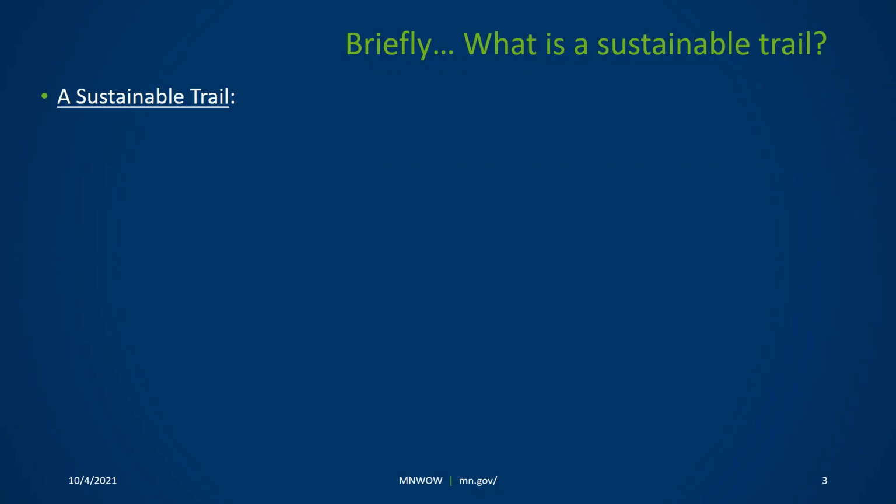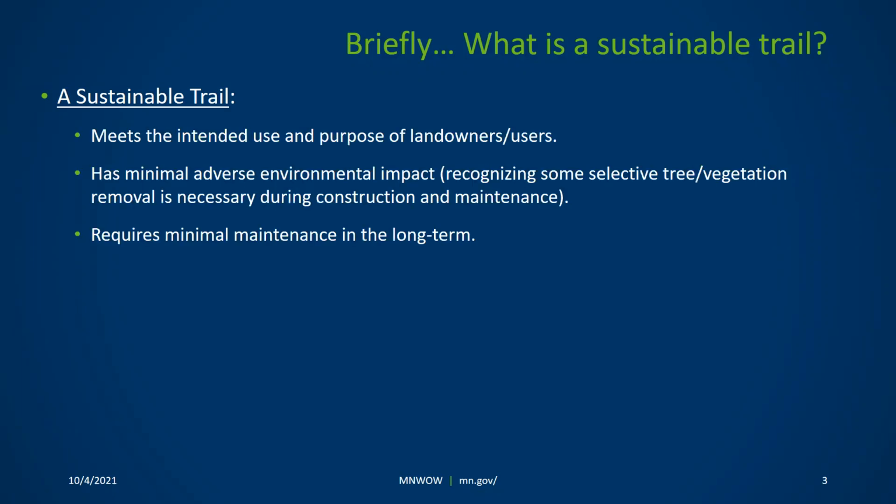So in brief, a sustainable trail meets the intended use and purpose of a landowner or user group. It has minimal adverse impact to the environment, just recognizing that it's going to have some impact to the environment. The goal is that that impact is not long-term and more related to just the initial clearing and follow-up pruning. So it also requires minimal maintenance in the long term.